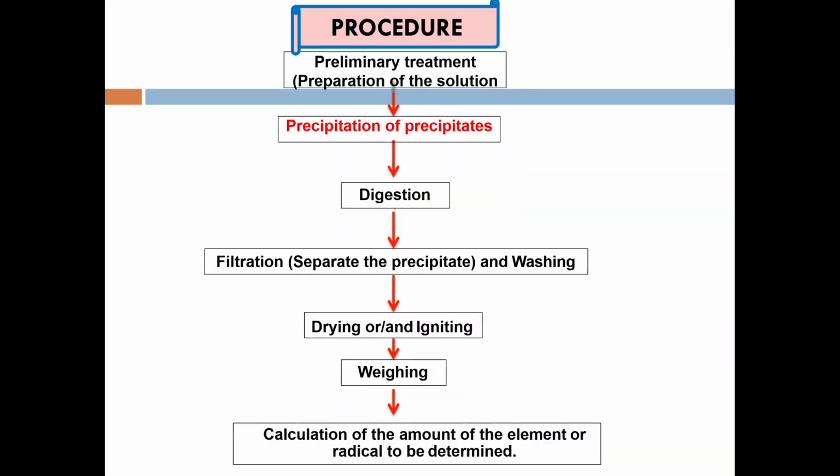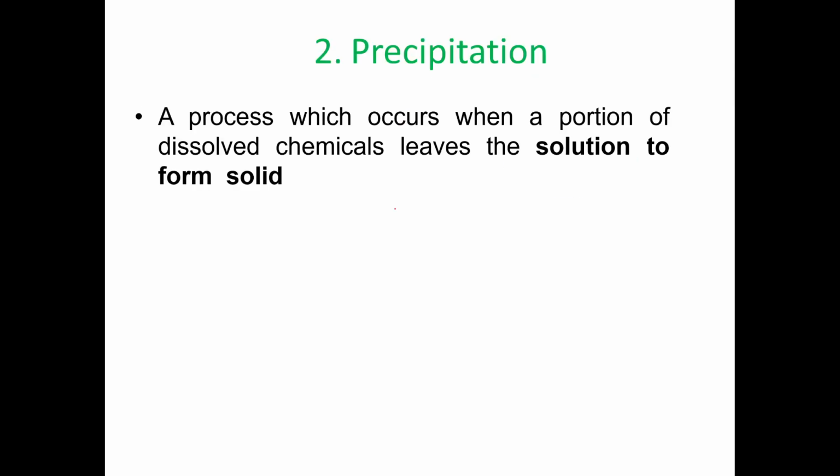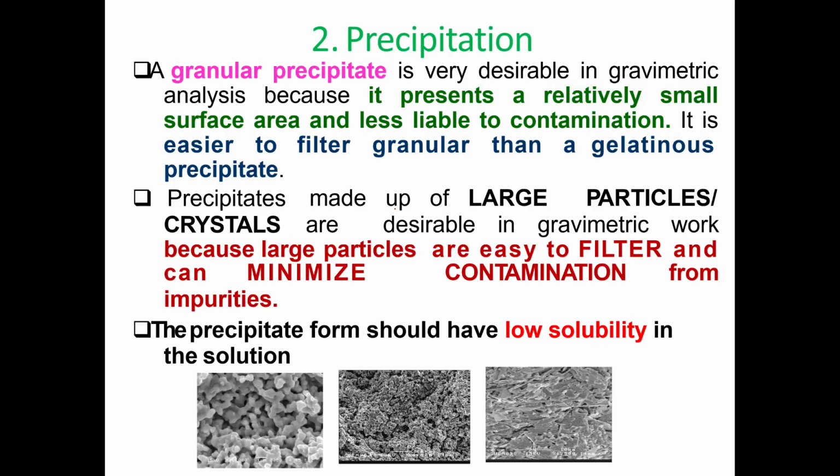So in this video I will explain about the precipitation of precipitate. So what is precipitation? Precipitation is the process when you add the precipitation reagent into the analyte. When the analyte reacts with the precipitation reagent, what happens? You get the precipitate. The process occurs when a portion of the dissolved chemical leaves the solution to form a solid. There are many types of precipitation.